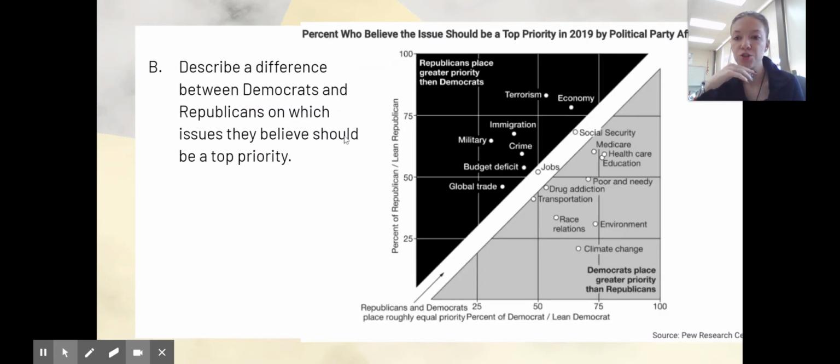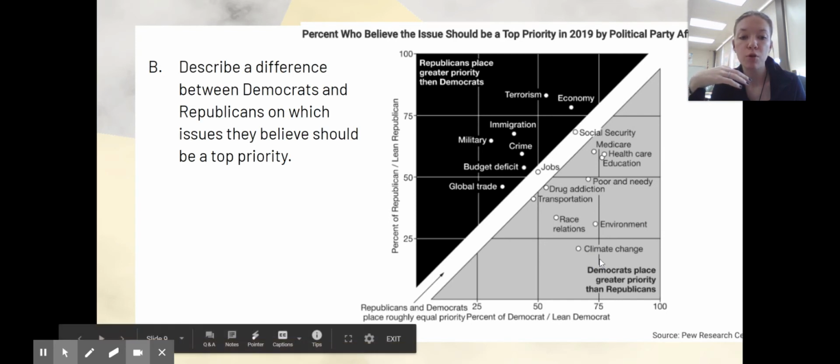Okay, so our question was to describe a difference between Democrats and Republicans on which issues they believe should be a top priority. Now, what I would do if I were writing this FRQ, the first thing I would do is say, okay, I'm going to maybe try and stay away from these issues because they're close to the middle of where Republicans and Democrats place equal priority. So me personally, I would go more toward the issues that are further away from the middle. But that's just a personal preference.